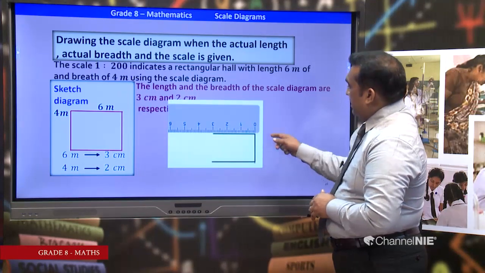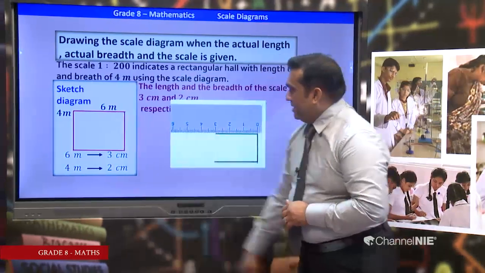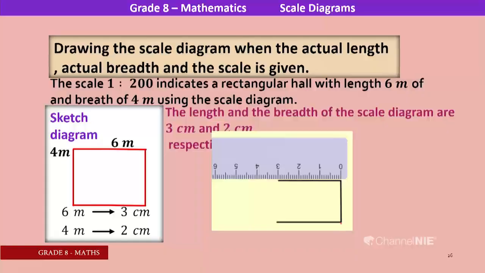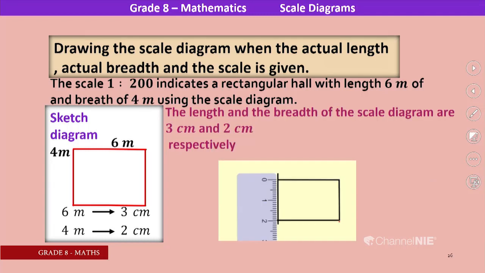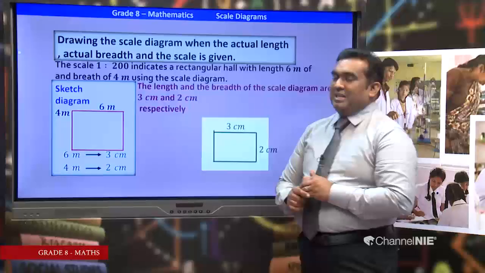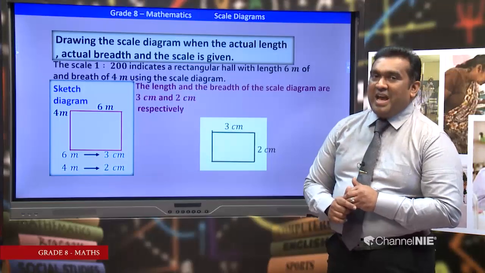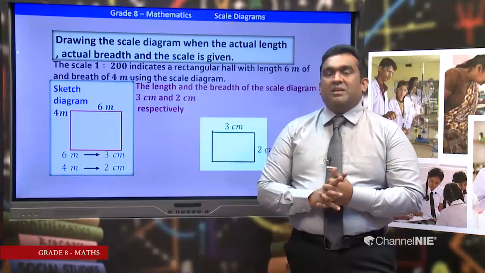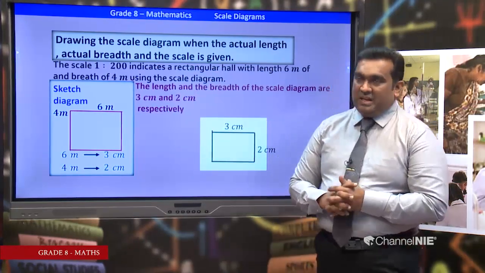Okay. Opposite sides equal, therefore this length is equal to this one. Now the next side, completing the diagram. Now what is the length of the scale diagram? 3 centimeter. What is the breadth? 2 centimeter. Using the mathematical instrument box, it means two instruments there, straight edge and protractor, right?